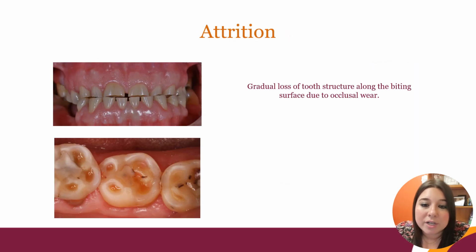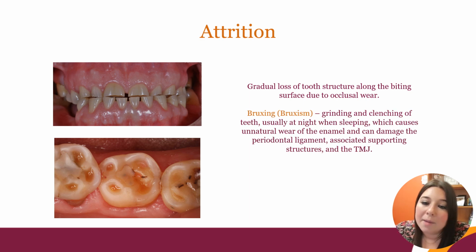First is attrition. So this is the gradual loss of tooth structure along the biting surface due to occlusal wear. Grinding and clenching of teeth, usually at night when the patient is sleeping, causes unnatural wear of enamel and can damage the periodontal ligament, associated supporting structures, and the TMJ. This is called bruxism. So bruxism is any clenching and grinding.